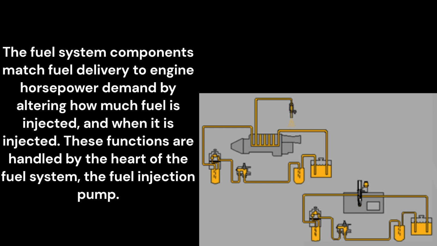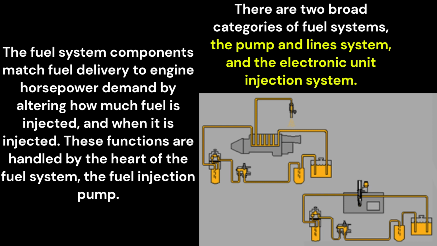The fuel system components match fuel delivery to engine horsepower demand by altering how much fuel is injected, and when it is injected. These functions are handled by the heart of the fuel system, the fuel injection pump. There are 2 broad categories of fuel systems, the pump and line system, and the electronic unit injection system.